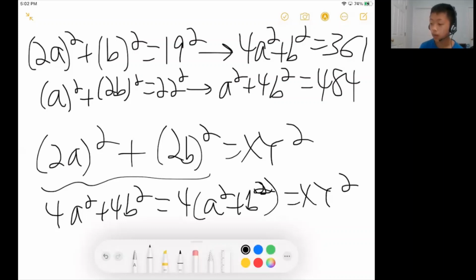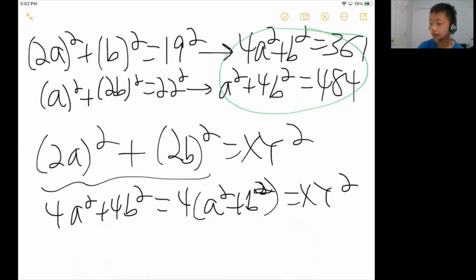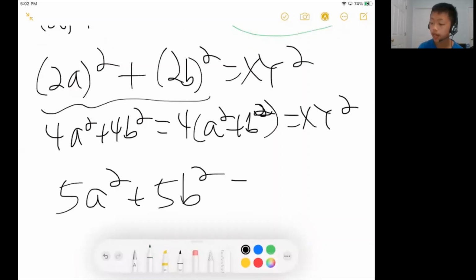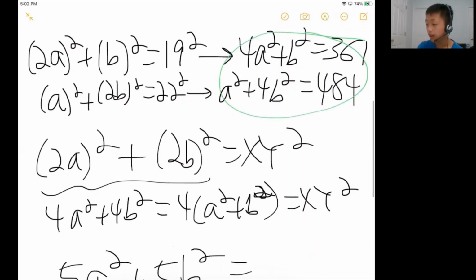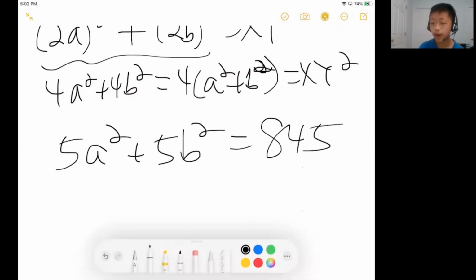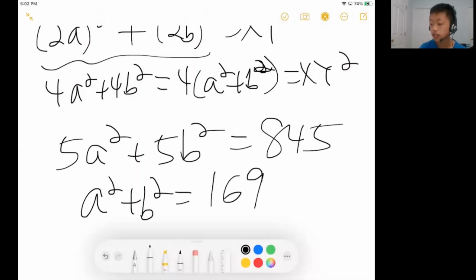So now all we have to do is find what A squared plus B squared is. From these two equations here, you can add the two equations. The idea for this is that we have symmetry and we want to take advantage of this symmetry. So if we add the two equations, we get 5A squared plus 5B squared on the left side. And on the right side, we get 361 plus 484, and that gives us 845. Then we can divide both sides by 5, and you get A squared plus B squared is equal to 845 divided by 5, which turns out to be 169. So we now know A squared plus B squared.